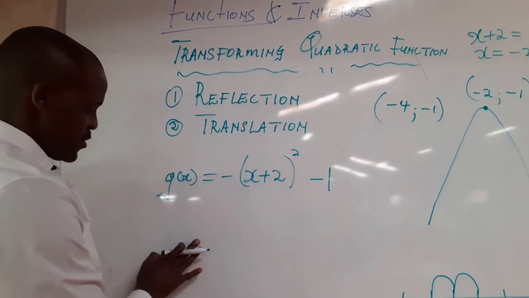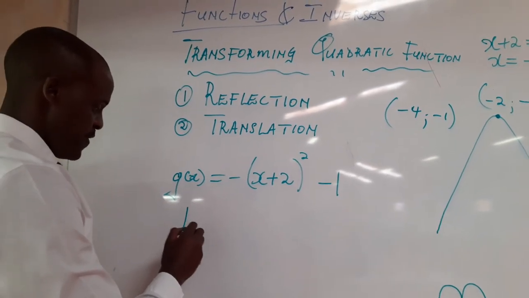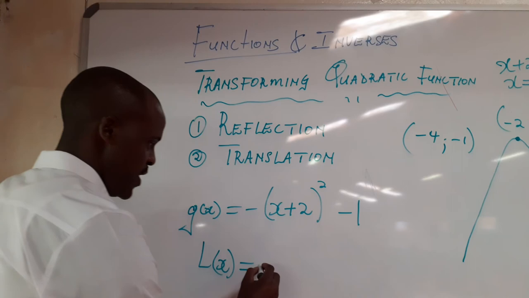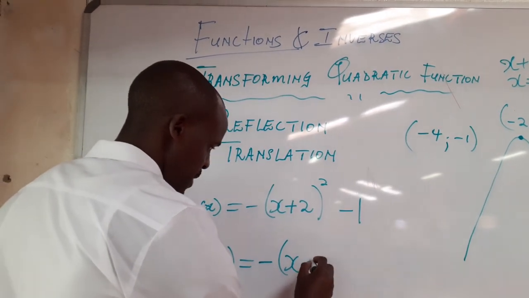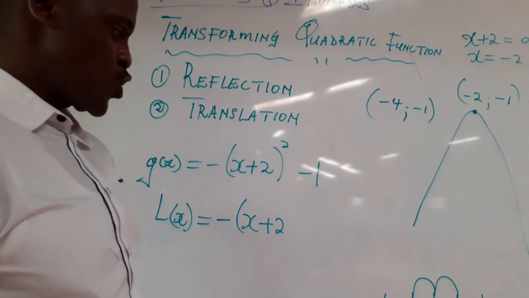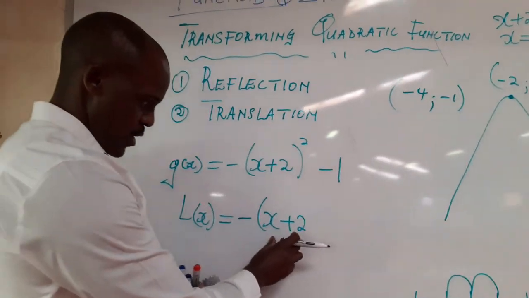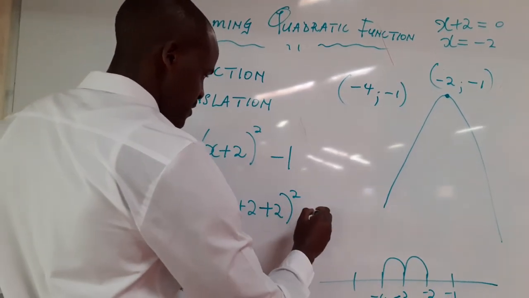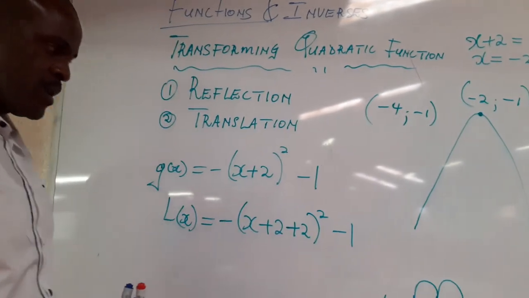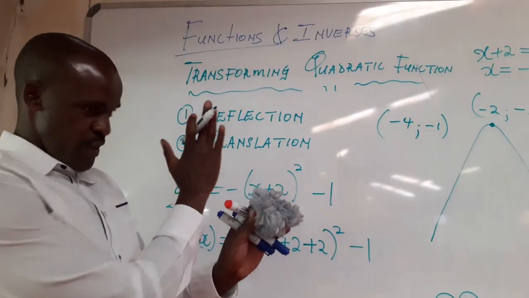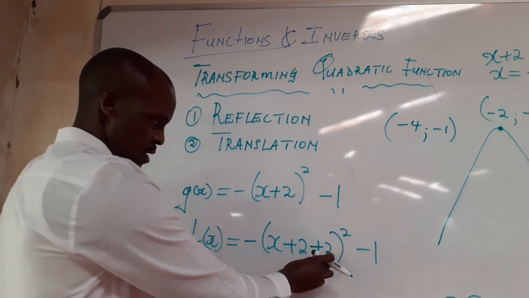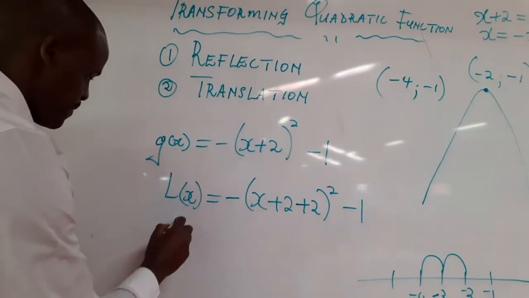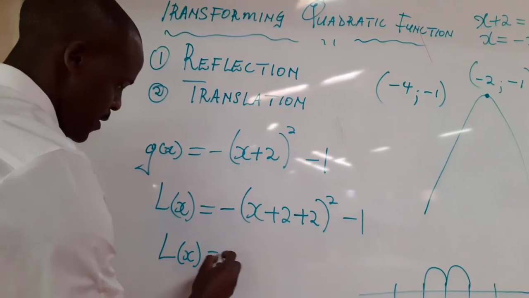After the shift, it will change its name. Let's say it's the function of L. Our new equation now will be x plus 2. To have negative 4 here, we need to add. It's plus 2 all squared minus 1. So if you are shifting to the left, you say plus. Shifting to the right, you subtract. It's minus.